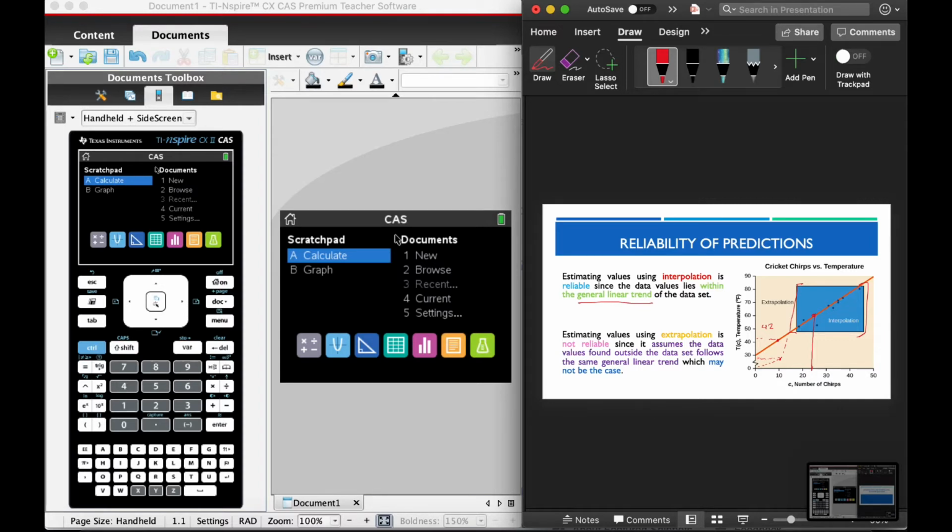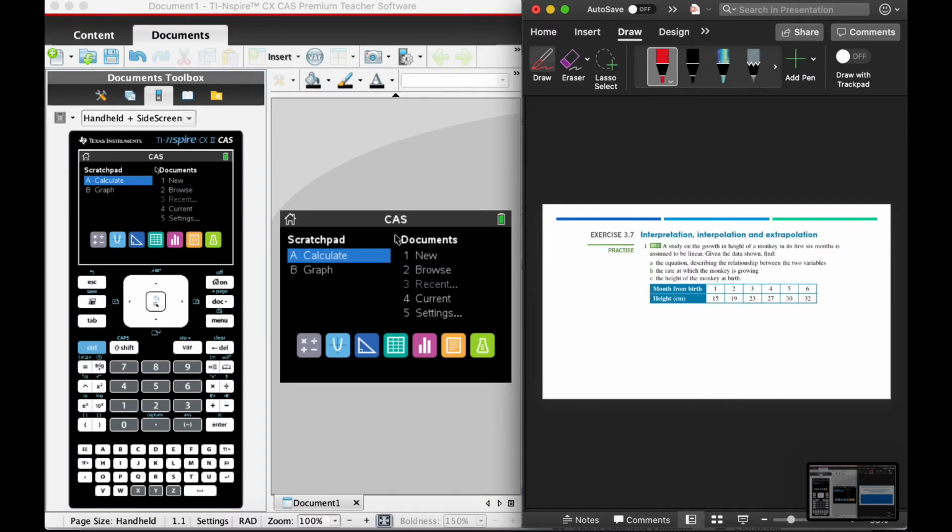So again, you do really need to know this, because many short answer questions ask you, is this particular method a reliable measurement? Let's go over the first question, and I've got the calculator on the left hand side so I can show you the way that we would answer the question. The first question reads, a study on the growth in height of a monkey in its first 6 months is assumed to be linear. Given the data shown, find firstly the equation describing the relationship between the two variables.